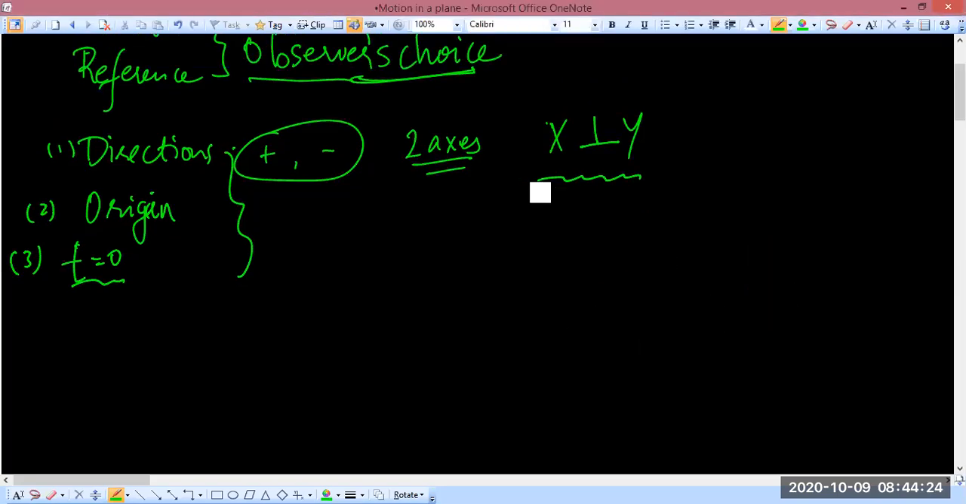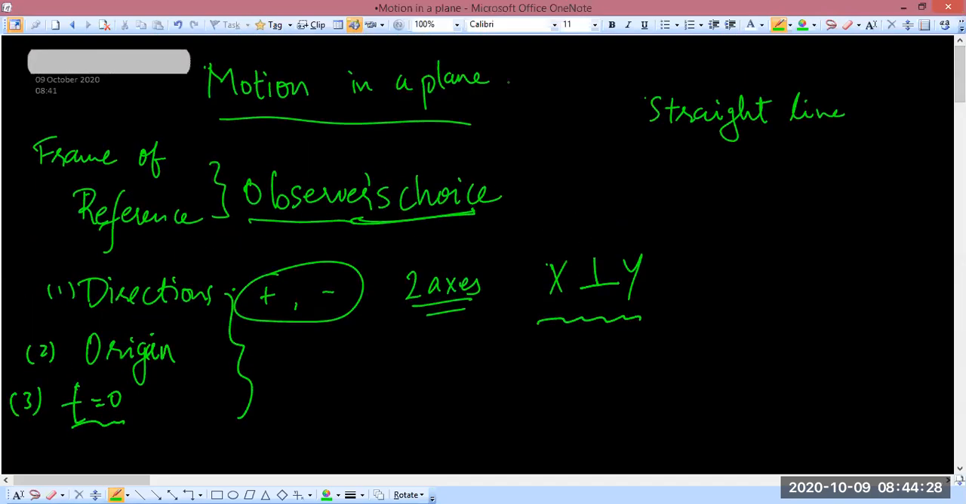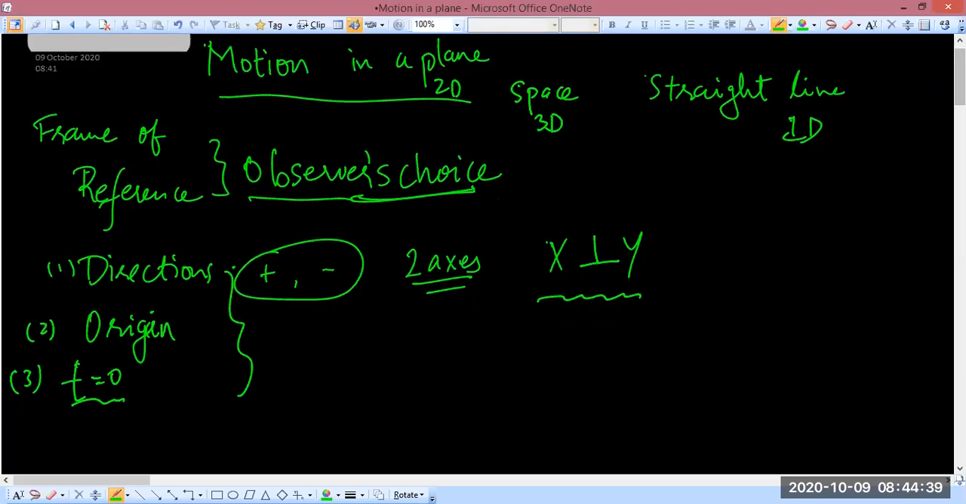Okay. So if you are talking about 3D, suppose motion in space, space is 3D, plane is 2D and line is 1D. So if you talk about space, then there will be three axes. So then it should be like this: x perpendicular to y, perpendicular to z.